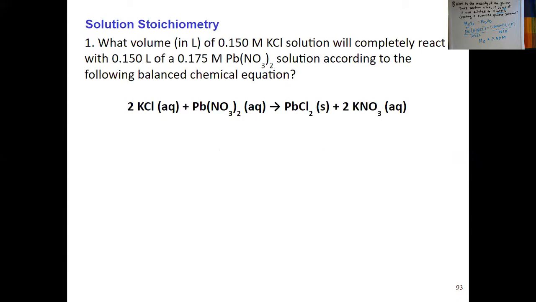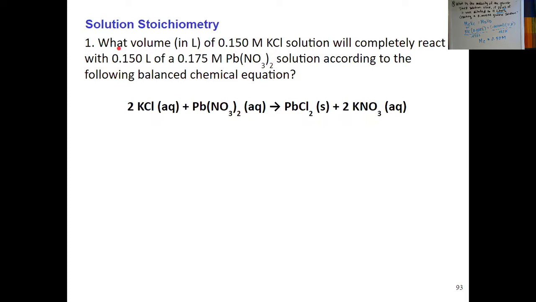All right, so let's look at this example. What volume in liters of a 0.150 molar KCl solution will completely react with 0.150 liters of a 0.175 molar lead nitrate solution, according to the following balanced chemical equation? So we see here that 2 moles of KCl reacts with 1 mole of lead nitrate to form 1 mole of lead chloride and 2 moles of potassium nitrate. All right, so that will be important because we need to use the information from our lead nitrate to find information out about our potassium chloride.